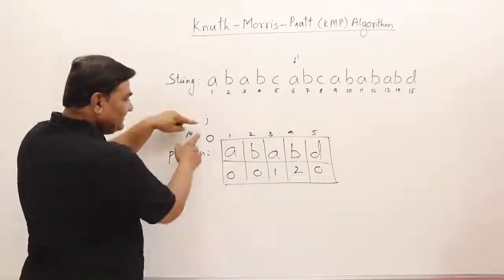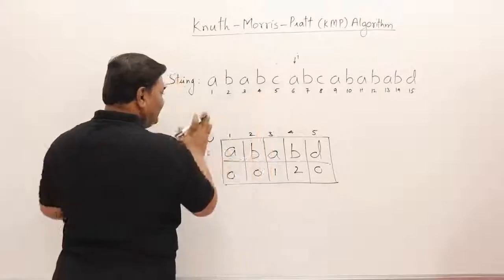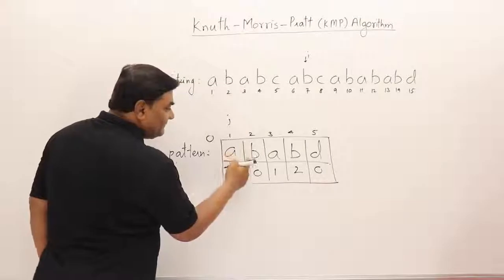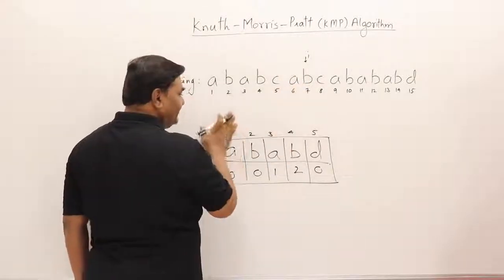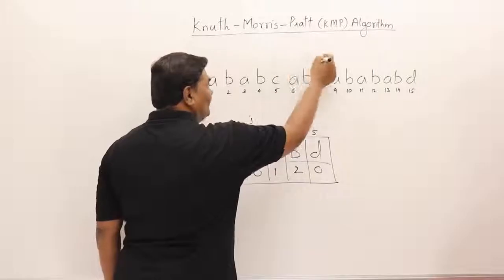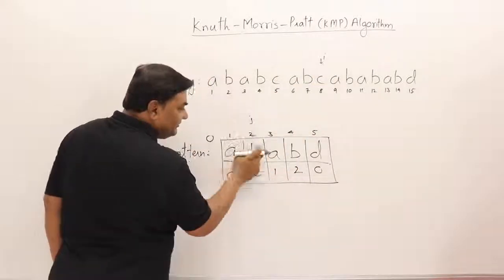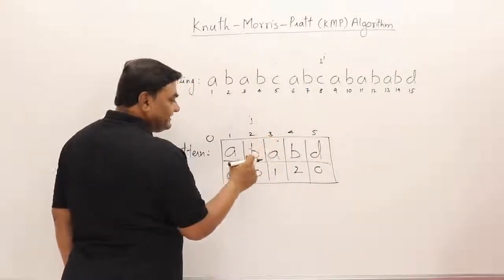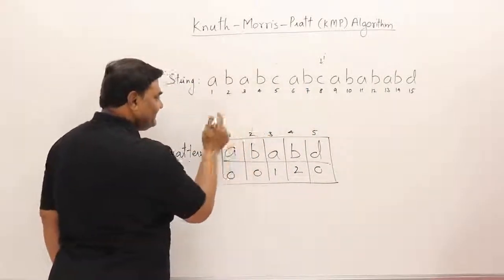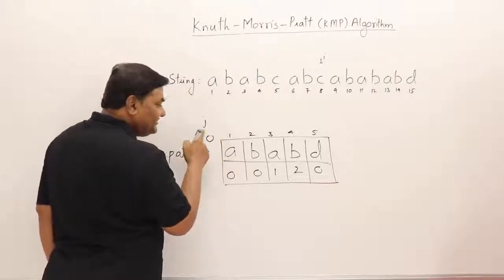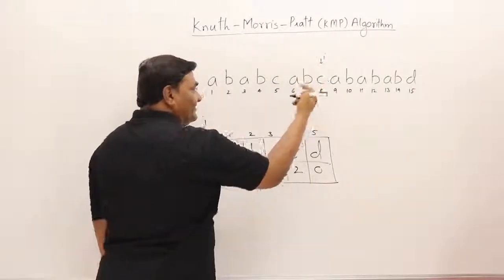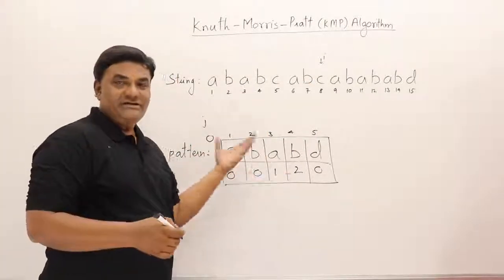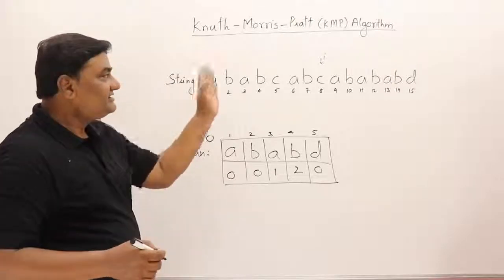Let us continue. J plus 1 is a match with this I, so move J, move I. J plus 1 B and I is B, match, so move J and move I. J plus 1 and I, C, A, mismatch, so move J to this place. And still compare J plus 1 A and I, mismatch. Now there is a mismatch and even J is at 0, so we cannot move J further on the left, so just move I.